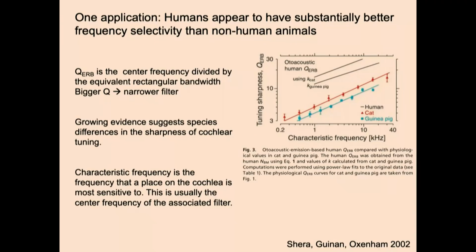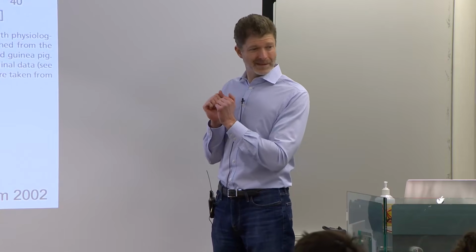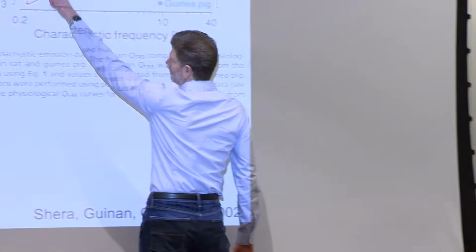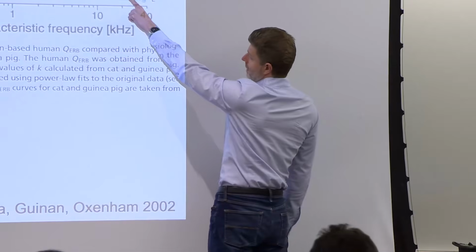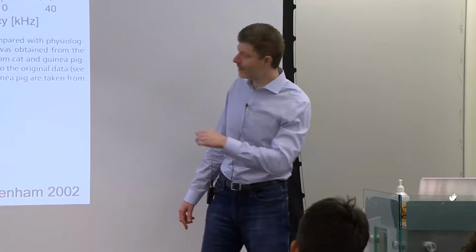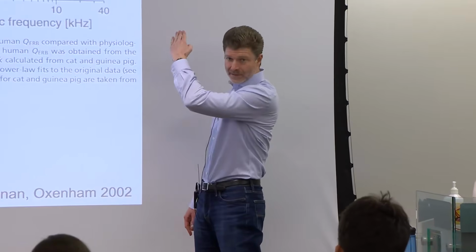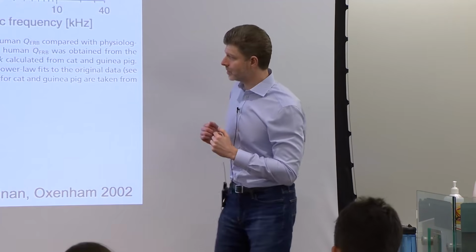This is one example graph that shows this. In this literature, they tend to not plot bandwidths. Instead, they plot the tuning sharpness, which is reciprocally related to the bandwidth. This is the tuning sharpness, and this is the characteristic frequency. There are measurements that were made here in cats and guinea pigs, that's red and blue. And then the black lines plot two different estimates of human tuning bandwidth. The point is that the black lines are substantially above the blue and the red lines, so the filters in the human are thought to be sharper.